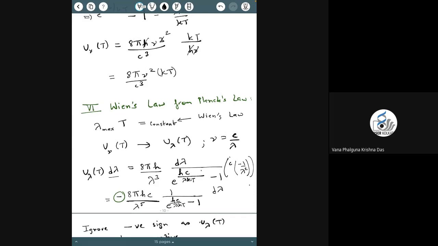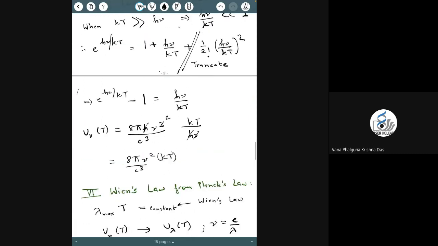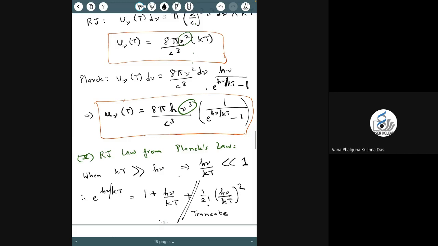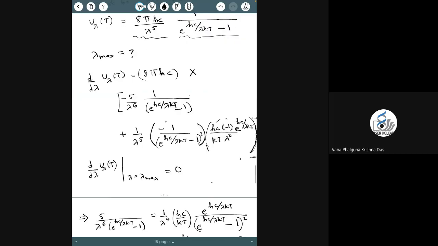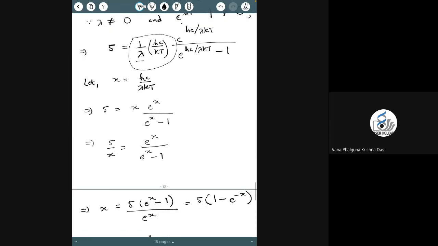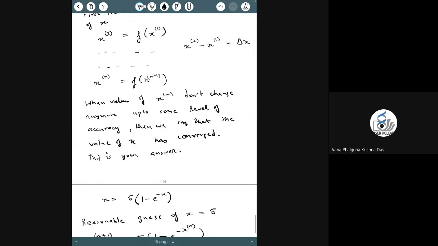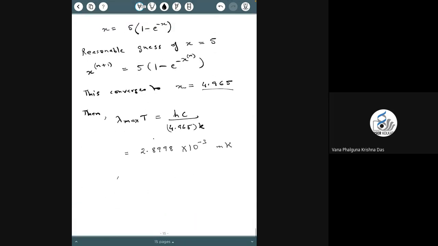Classically, yes, but not in Planck's law. In Planck's law, it is multiplied by this exponential. So in Rayleigh-Jeans, it's kT, but in Planck's, it is this factor. Okay, so this is then a derivation of Wien's law.